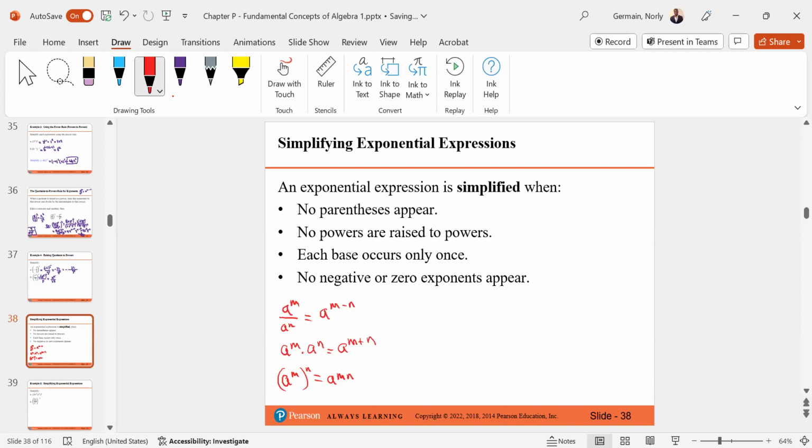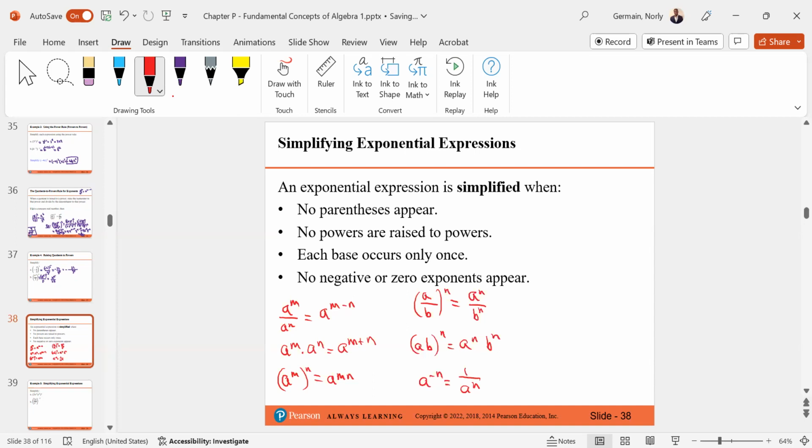If you see a over b, power n, give each of them their own exponents, because the bases are definitely different. If it's different, then you cannot combine them. If you see a times b power n, give each of them their own exponents. Remember, those are properties. If you see a power negative n, then you flip it and make the exponent positive.